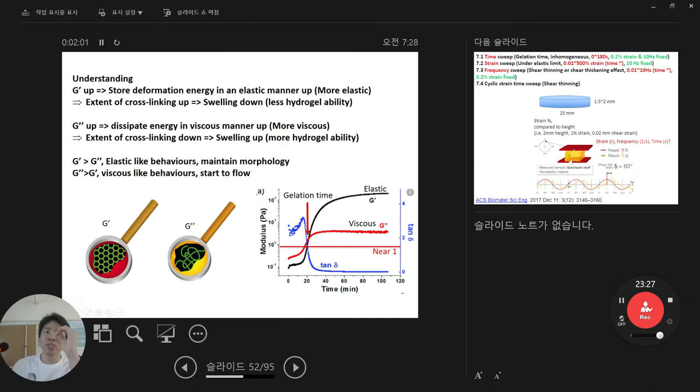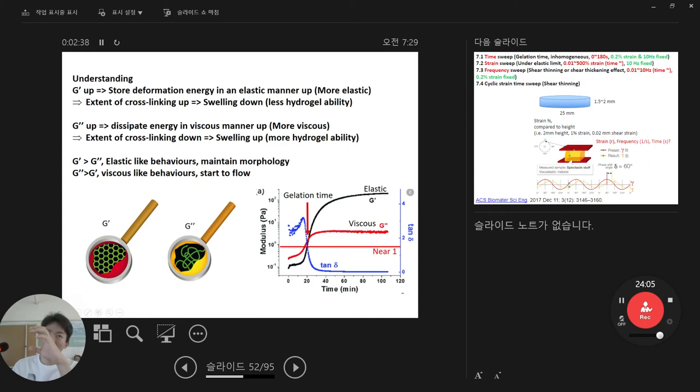when you increase the nanoparticle or other hydrogel material, and G prime goes up, what's the meaning? We can say that they have more stored deformation energy in an elastic manner. So they tend to be more elastic materials. What does more elastic mean? Maybe they have more cross-linking, and then less swelling. So elastic is some property of stone material. Stone never swells. So less hydrogel ability.